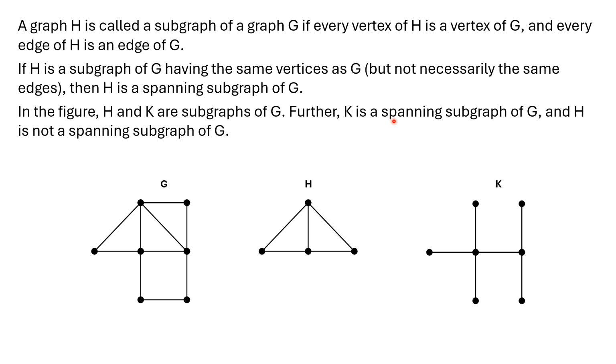Further, K is a spanning subgraph of G. So you can see here spanning means same vertices, but not necessarily the same edges. So you can see here we have every vertex in G is also a vertex in K. It's just that we have fewer edges, and you can get the sense of the term spanning. You can still get between all the different vertices here with fewer edges than you have in G. And then clearly H is not a spanning subgraph. It doesn't have the same vertices. We don't have these two here in H.